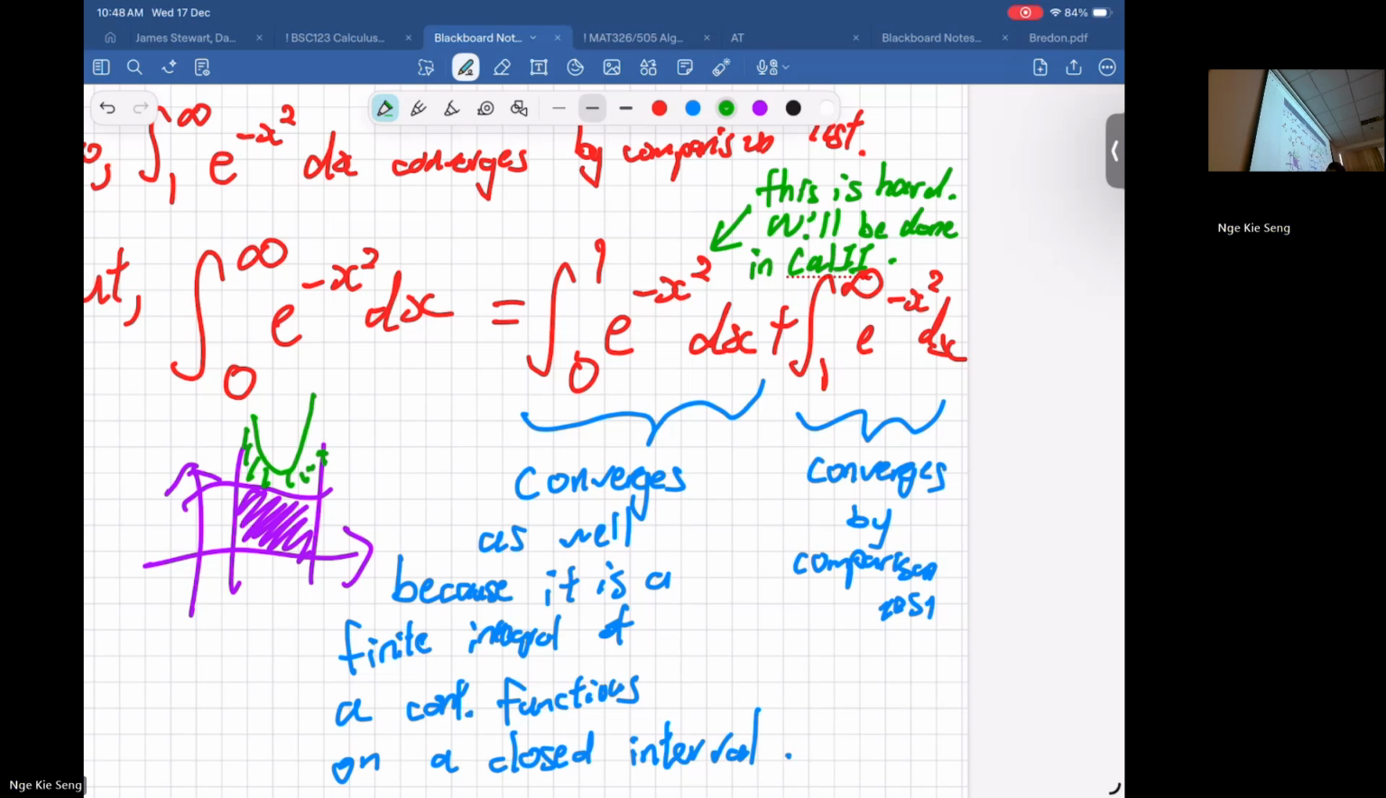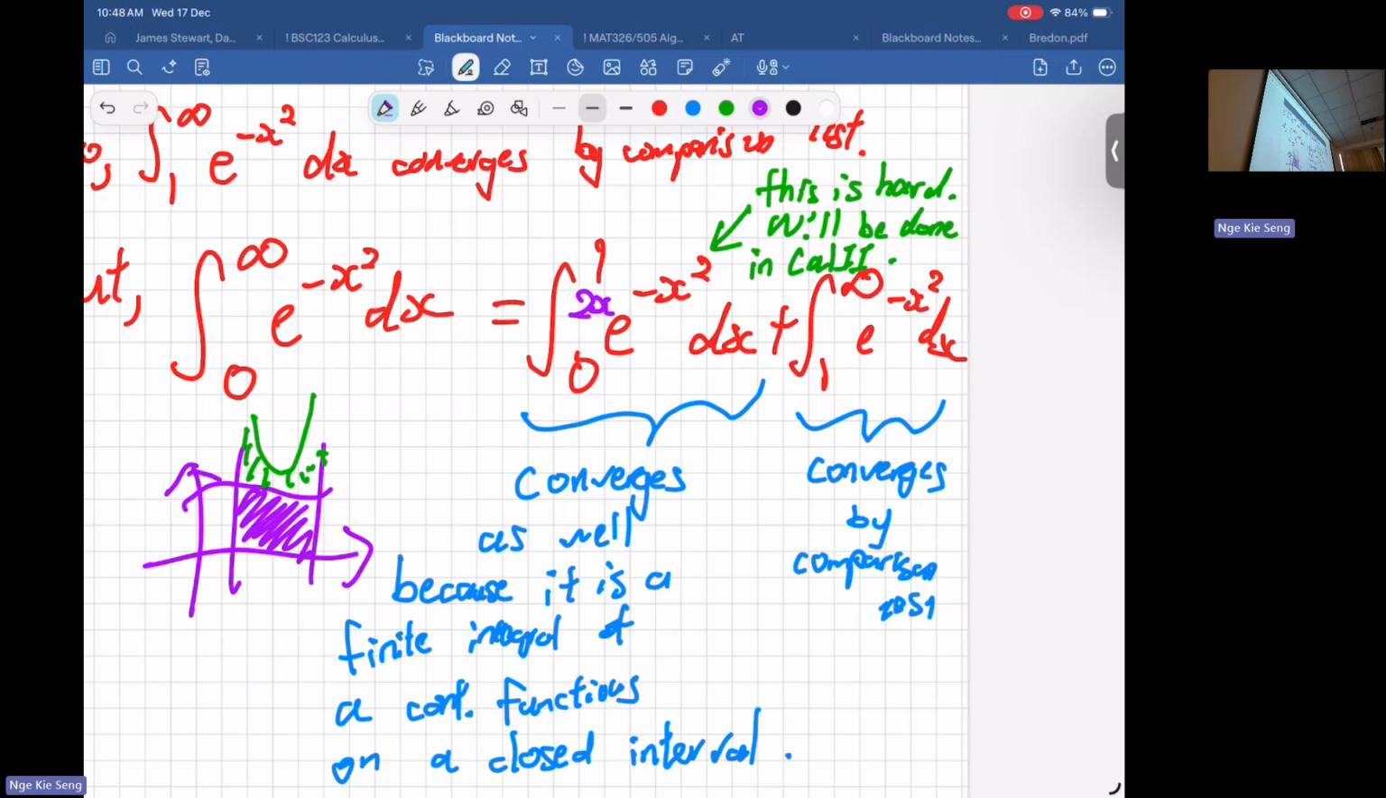Because if you imagine you use substitution, what did you get? Like y equals minus x squared, right? Then dy will have minus 2x. But there's no minus 2x for you to replace here, unless there's a 2x here. Then you can use substitution. Otherwise, it's hard.